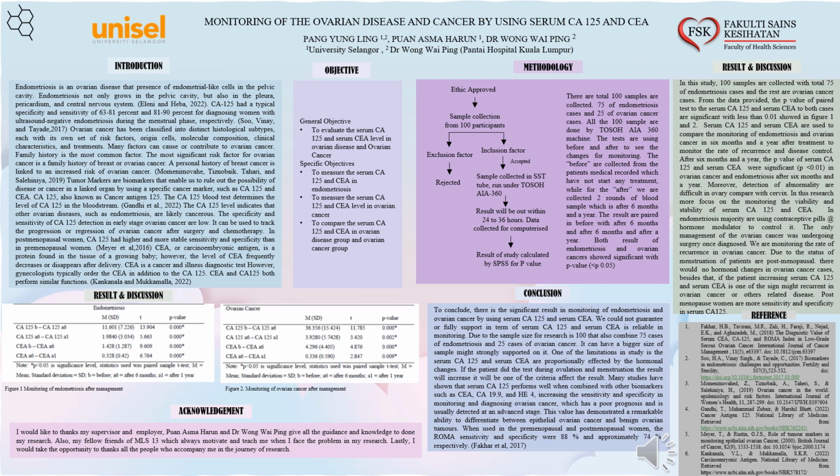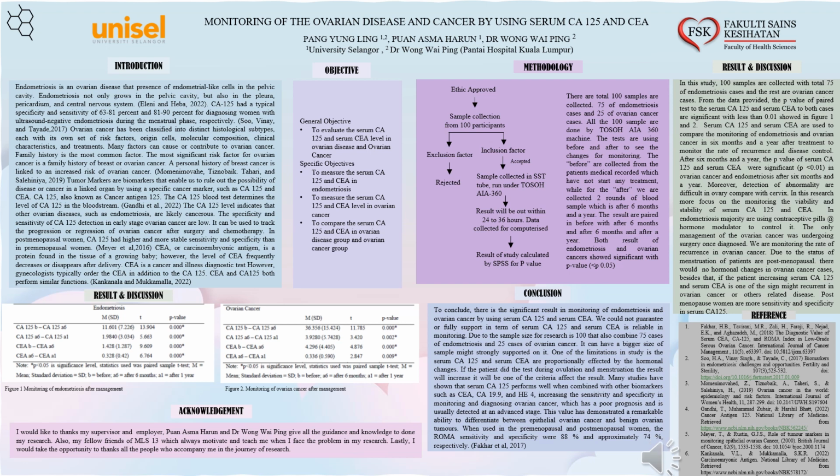In postmenopausal women, CA125 had higher and more stable sensitivity and specificity than in premenopausal women. CEA, or carcinoembryonic antigen, is a protein found in the tissue of a growing baby. However, the level of CEA frequently decreases or disappears after delivery. CEA is a cancer or illness diagnosis test. However, gynecologists typically order the CEA in addition to the CA125. CEA and CA125 both perform a similar function.